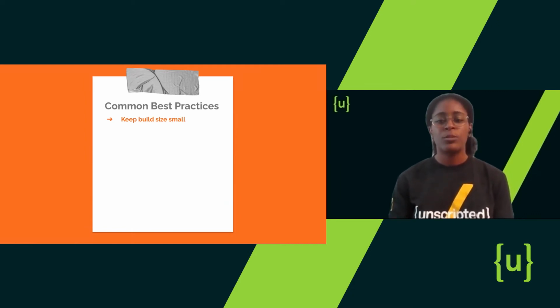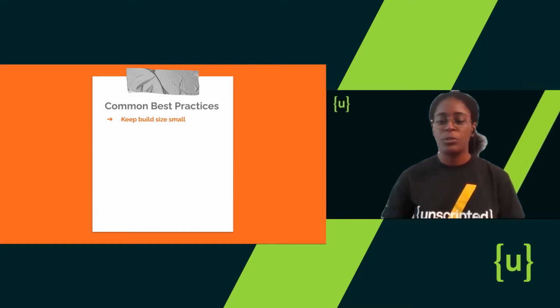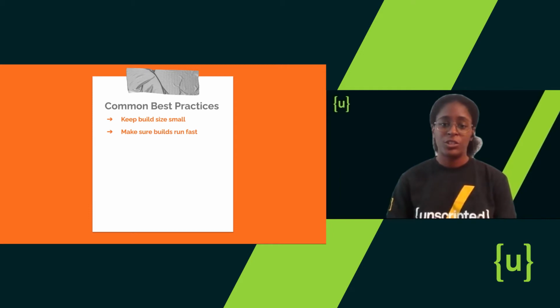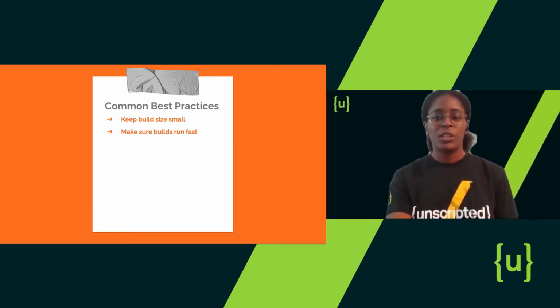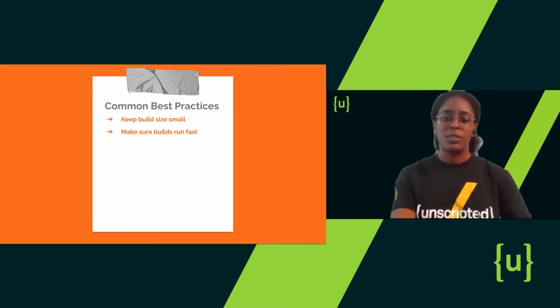It's really important to keep your build size small, because that helps you get through your pipeline a lot faster, and it helps with performance issues later on. You really want to make sure that your builds run fast. That's typically the major metric for a good CI/CD pipeline: how fast you can get a code change from the developer's local machine to production. So you usually want that to be fast, which is why we keep that build size small.